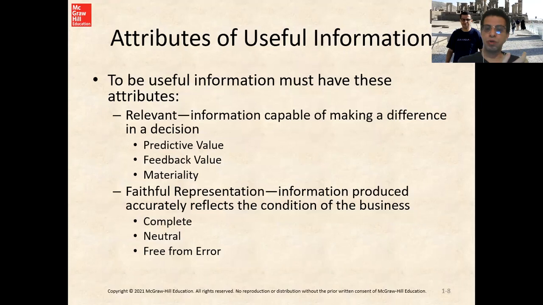Now, to be useful, information must have these attributes in general. It has to be relevant: information capable of making a difference in the decision. If relevant, it helps to predict values, provides feedback values, and has materiality. It also must be a faithful representation: information produced should accurately reflect the condition of the business.